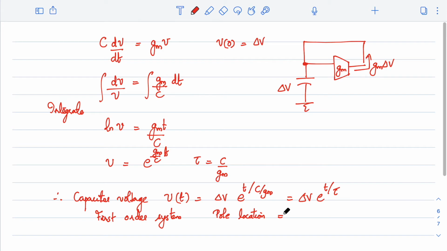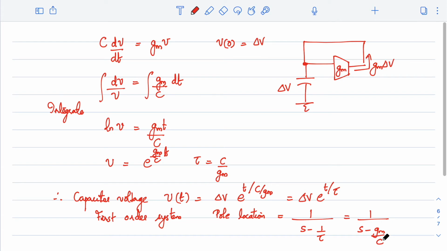And what is the location of the pole? What is the location of the pole here? e to the power of t by tau, right? So how will I write this? This is 1 by s minus tau. Yeah, the pole location is basically gm by c. Correct. Pole location is gm by c. Or I can write this as 1 by s minus 1 by tau, right? s minus gm by c.